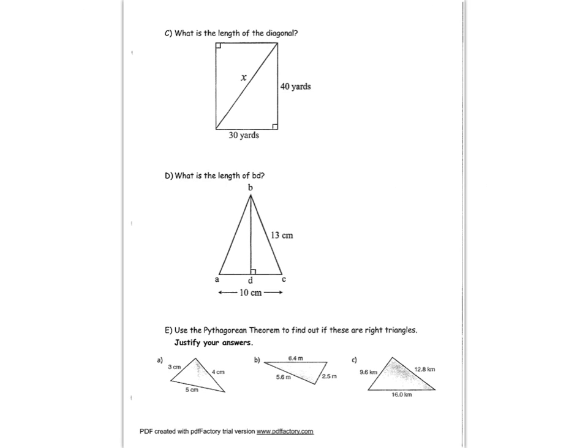On this one, we're looking for the length of a diagonal. So what they've done is they've given us a rectangle here. They've given us the two side lengths. They want us to do a squared plus b squared equals c squared. Pretty straightforward.